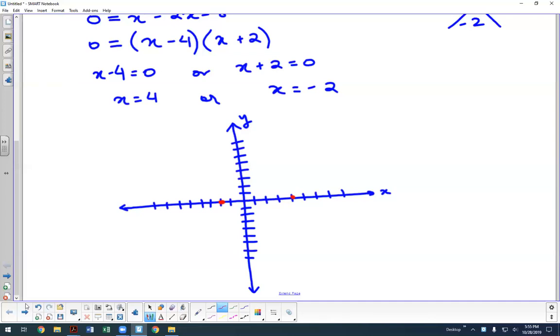At this point, since we have talked about the vertex, we should definitely try and find where the vertex of this parabola is going to be, and also try and find where the y-intercept is going to be. Because more than likely we will have a y-intercept as well. So let's start with the vertex. So if our equation is given as x squared minus 2x minus 8, how do I find the vertex of this parabola?